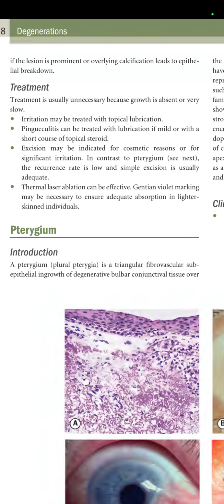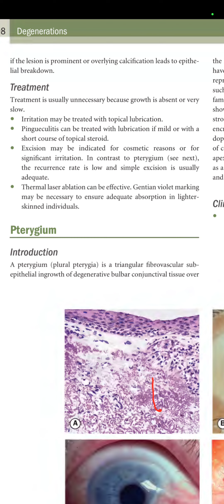So basically you do not have to treat the pinguecula. You can just give the patient a lubricant, or you can give a mild steroid in case of inflammation. Excision is only done for cosmetic purposes. When a patient is concerned about cosmesis, then you can do the excision, and it can be a simple excision or thermal laser ablation. When we are doing thermal laser ablation, because it is a kind of laser, we mark it with the gentian violet.